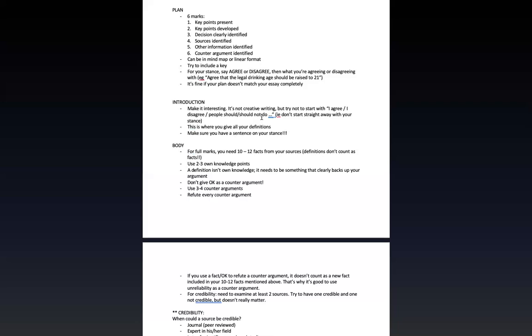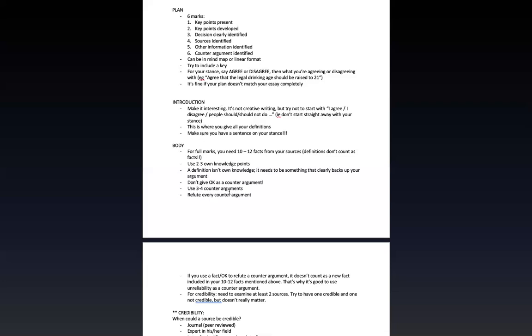You need to have a solid sentence telling your marker, this is what I'm arguing for, this is what I'm arguing against, to make sure they know where you are, what your point of view is. It doesn't have to be fancy. It just has to say the legal drinking age should be raised to 21, or vaccinations should be compulsory, or we should not become vegetarian. Just make sure you've got your stance in there.